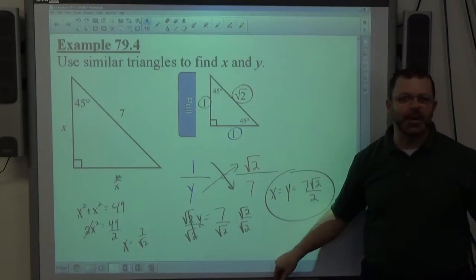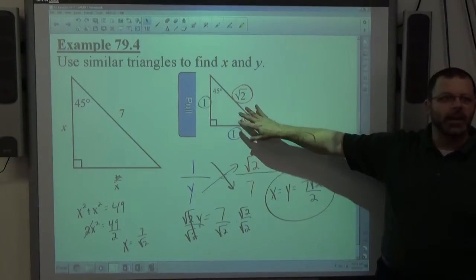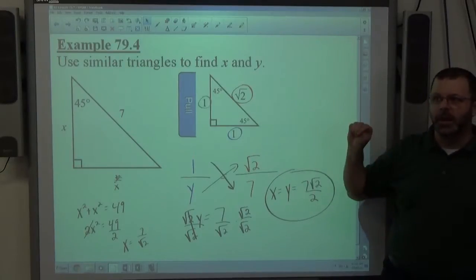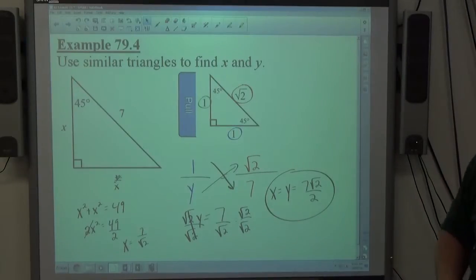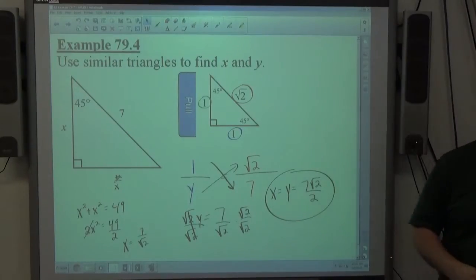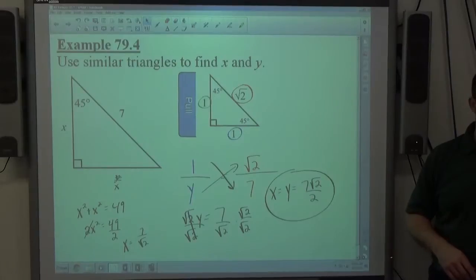I don't care how you get the right answer, but I will say the similar triangle idea is kind of good. So it tends to be more efficient once you get used to it. But know the Pythagorean theorem is still alive and well and works. So take your pick. I don't care which way you do it.